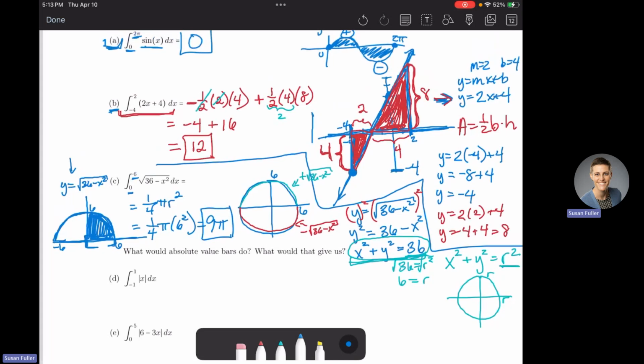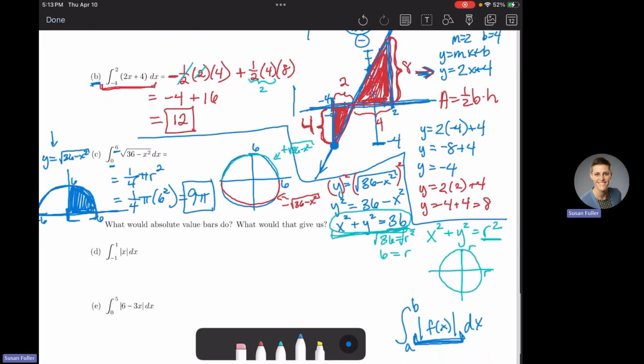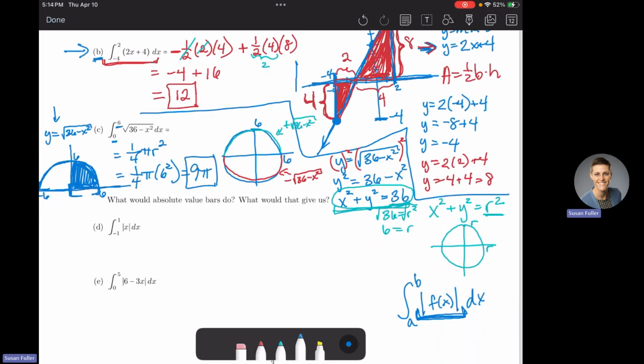So if we came back up here, say, let's just look at this guy real quick. The integral from -4 to 2 of 2x plus 4 dx. If I put absolute value bars around that, and I did the absolute value of 2x plus 4 dx from -4 to 2, that absolute value would basically take all of our y values and make them positive. And for our integral here, it's going to take all of our area and make it positive.